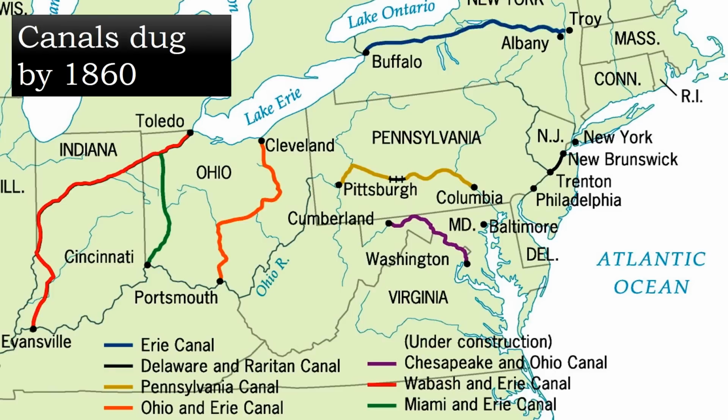And here is a larger overview of the canals that are going to be constructed by 1860, either by state financing or federal financing, one of the two. And all of these are going to, as we're saying, connect the East and the West.